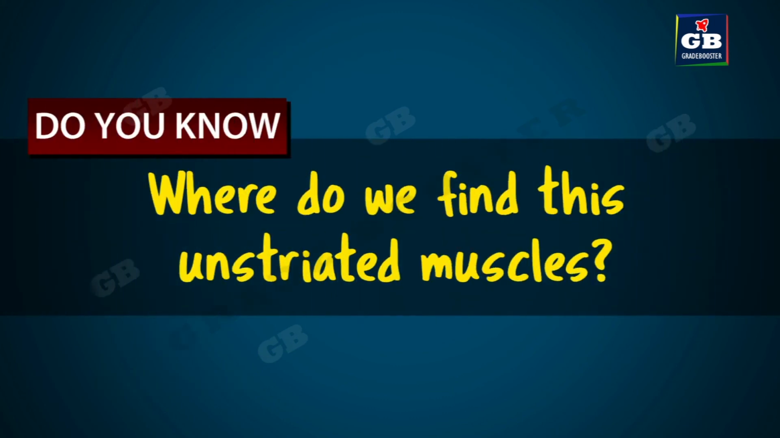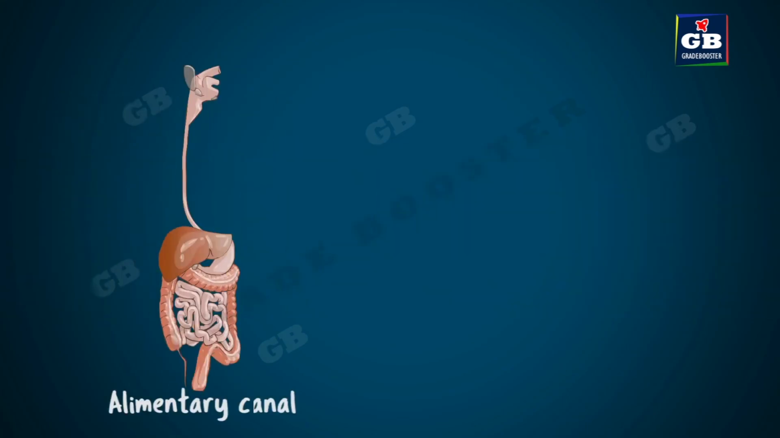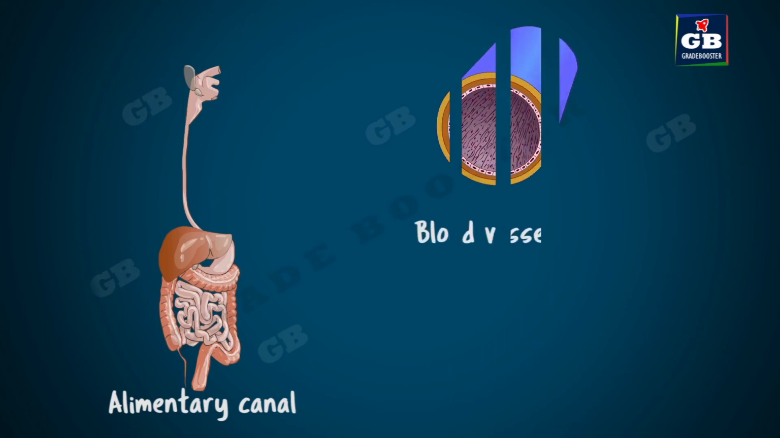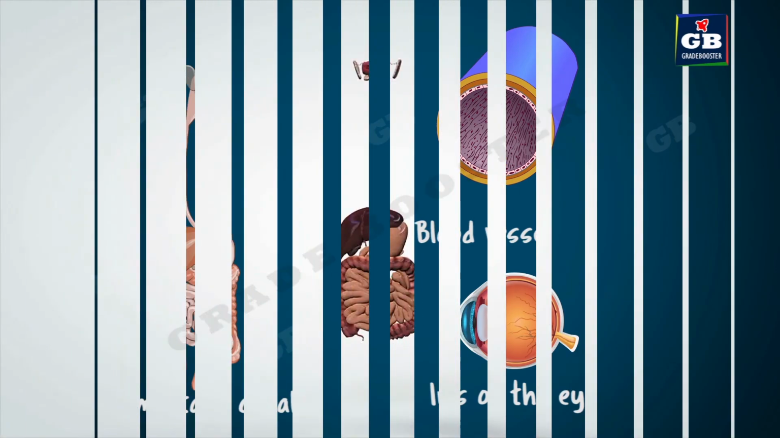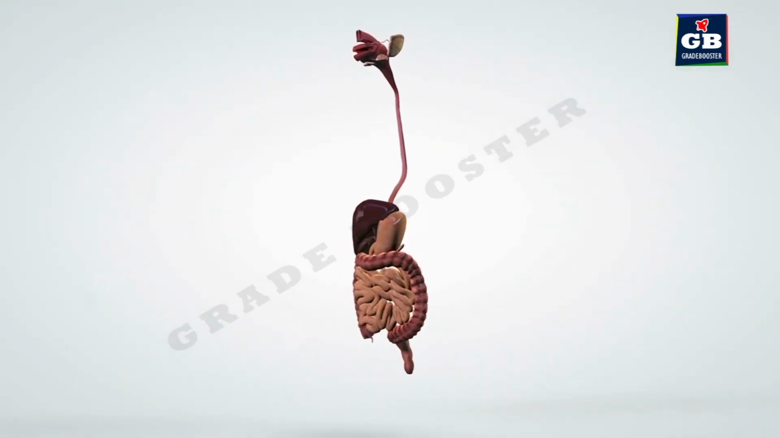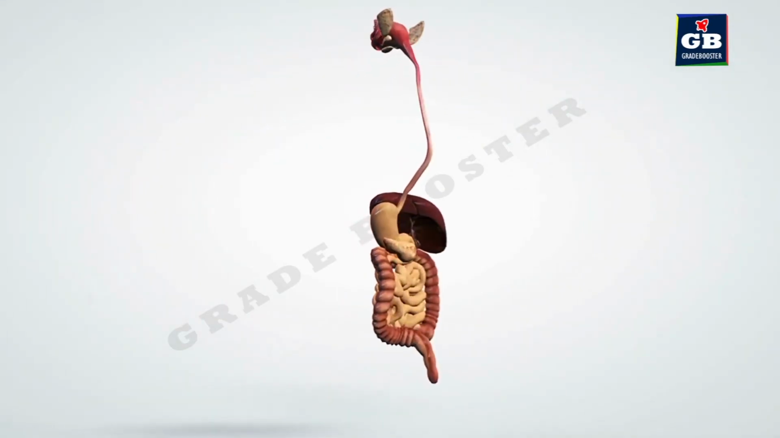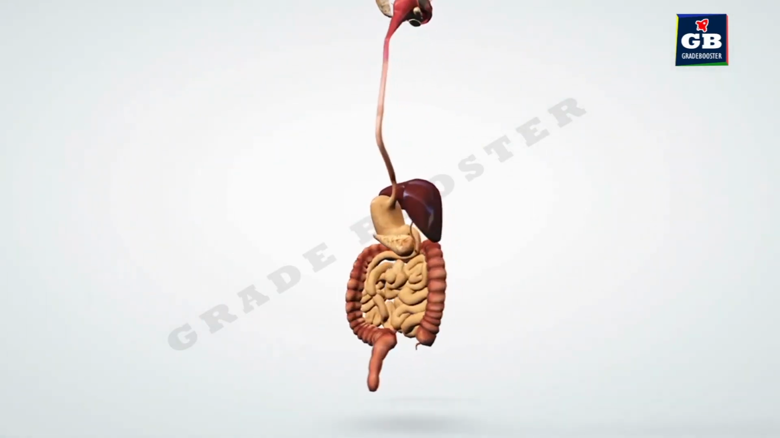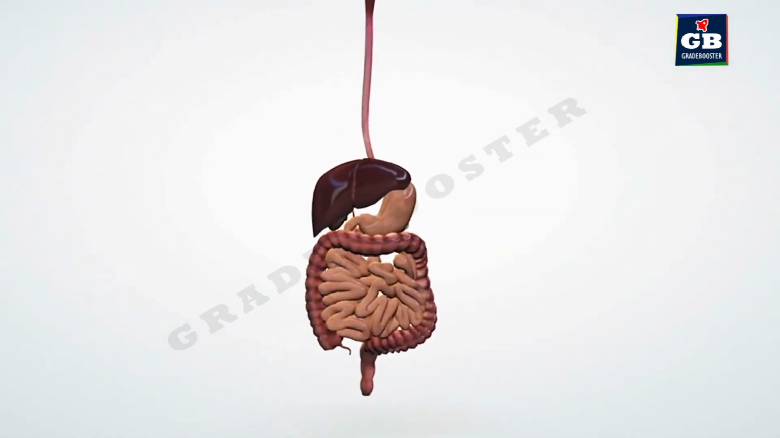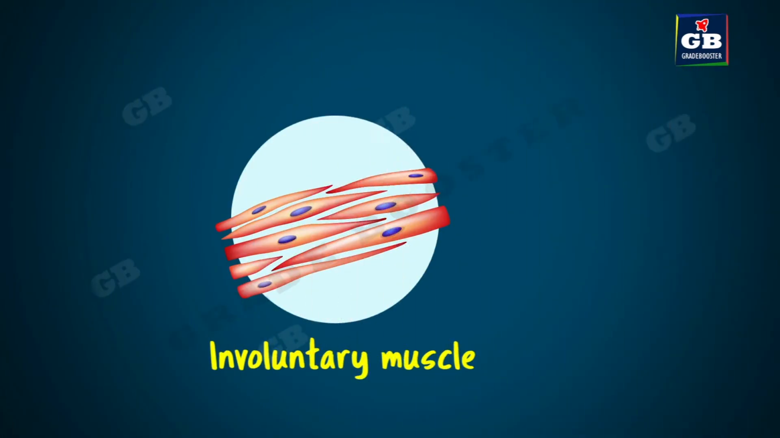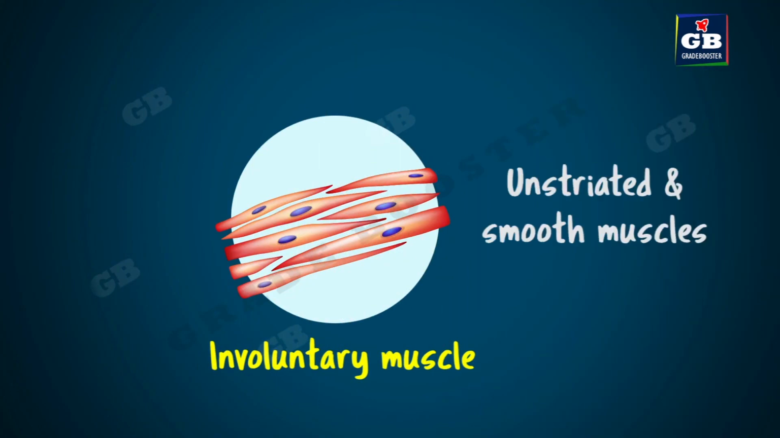Where do we find these unstriated muscles in our body? The involuntary muscles are found in the alimentary canal, blood vessels, iris of the eye, urinary bladder, uterus, and bronchi of lungs. The involuntary movements like movement of food in the alimentary canal and the contraction and relaxation of blood vessels are carried out by the involuntary muscles. So, the involuntary muscles are also called unstriated muscles and smooth muscles.